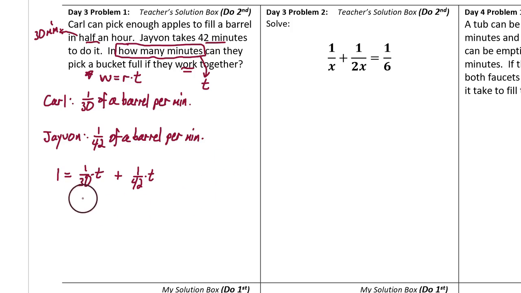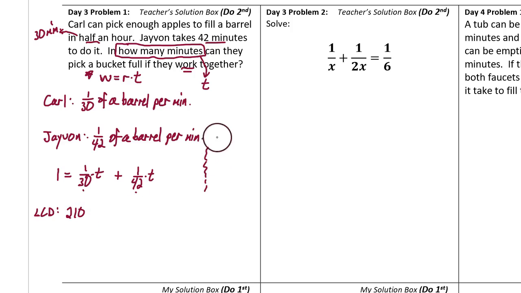This equation has fractions, so the technique is to multiply all terms by the LCD. If one denominator is 30 and one denominator is 42, then the lowest number that 30 and 42 both divide into is 210. Now you might be wondering how I knew that that number was 210.